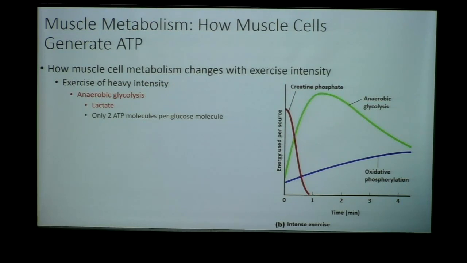Just to summarize, we start off with that transient source, our creatine phosphate. We generate a small amount from oxidative phosphorylation because we are bringing in some oxygen, but it's not enough to sustain this type of muscle contraction. And so the major source that we see here for higher or heavy intensity exercise is anaerobic glycolysis.